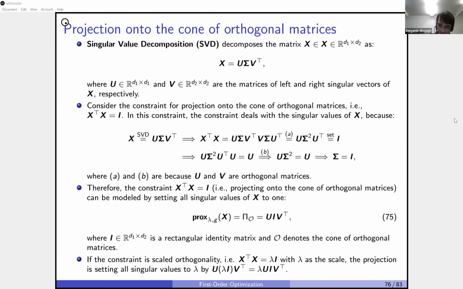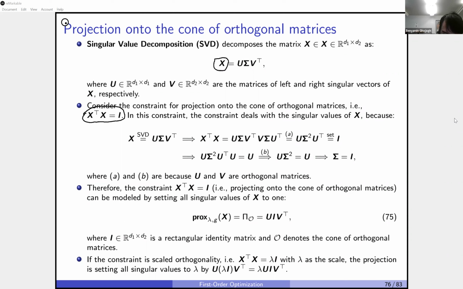This constraint, I mean, X transpose X equals the identity matrix, is the definition of an orthogonal matrix. In an orthogonal matrix, the columns are orthonormal. That's why it becomes identity. So the columns of the matrix are orthonormal, and the matrix is called orthogonal, okay? And X transpose X equals identity. So let's see how to solve these problems.